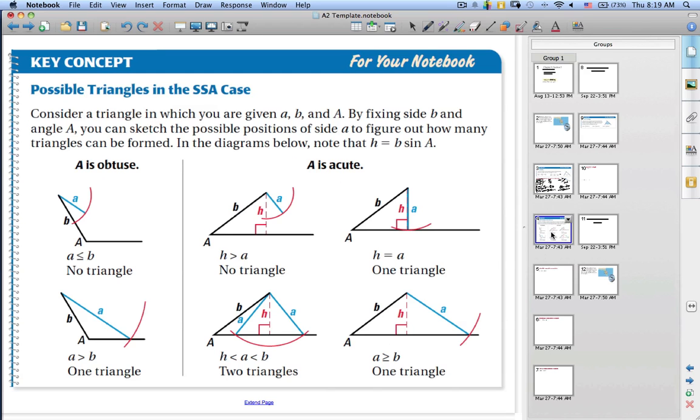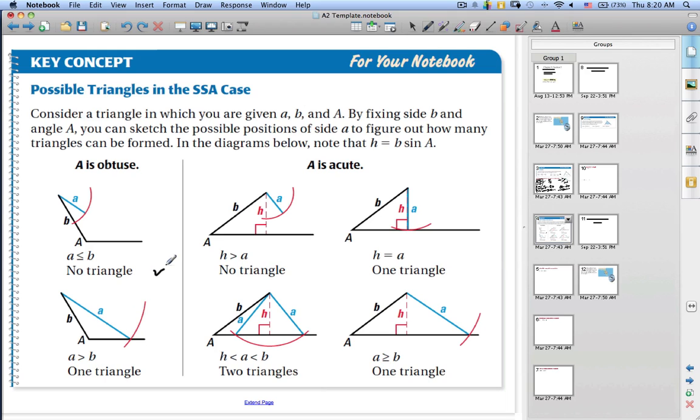Now, when we look at being provided two sides and an angle, this is called the ambiguous case because you're not sure necessarily what you have. If angle A is an obtuse angle, I might have no triangle and I might have one triangle, and it depends on the relationship of side A to side B. If side A is shorter than B or the same length as B, it won't make a triangle. It'll be too short to make a triangle with this obtuse angle. If A is greater than B, then it will be a triangle.